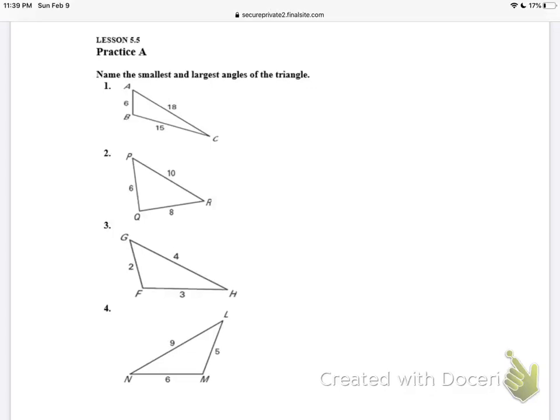So in this video, we're going to go over the homework for 5.5. The first couple of problems are talking about naming the smallest and largest angles of a triangle. The smallest is opposite the smallest side. So angle C is going to be the smallest.